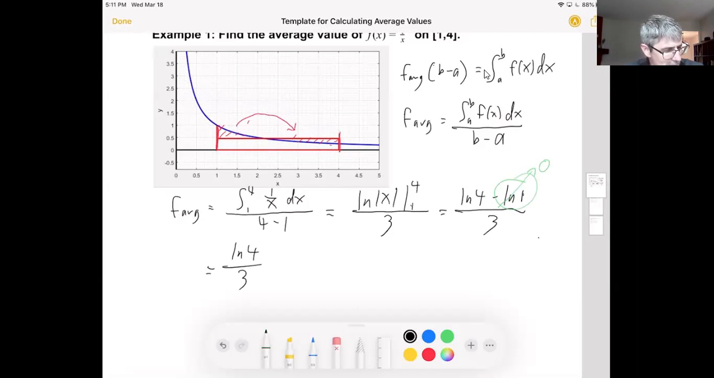And if we evaluate that on a calculator, we can see that its decimal value is 0.462, which works out nicely because if we go back to the graph and extend the average value line over, it's in that region right there. It looks like it's a little less than 0.5, so 0.462 works out pretty nicely.